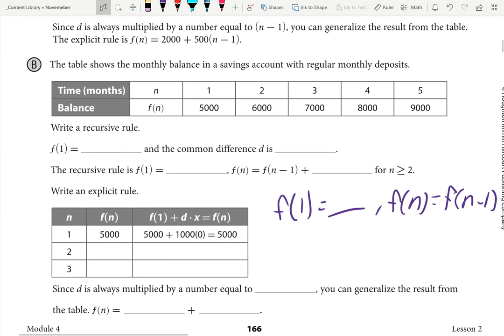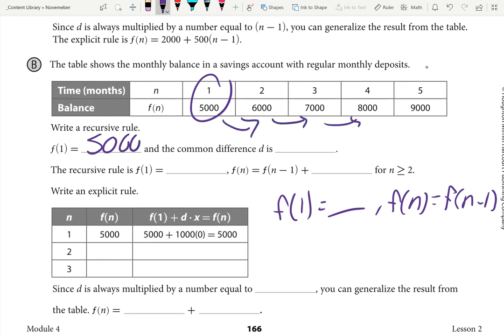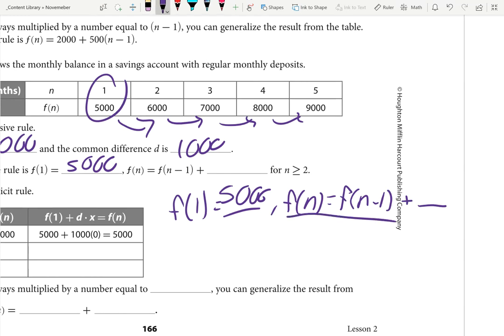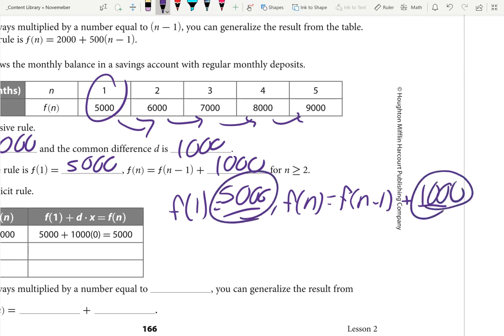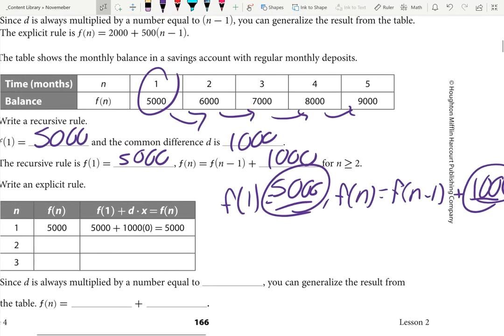So the first term, f of 1, is 5,000. We see that. Our common difference is, well, it looks like we're going up by 1,000, so we're adding 1,000. So our recursive rule is f of 1 equals 5,000, right? That's here. And f of n equals f of n minus 1. You see it's already given to us, that part's already done for us. Plus the common difference, 1,000. So really all we had to do was fill in the 1,000 and the 5,000 to write that entire function.